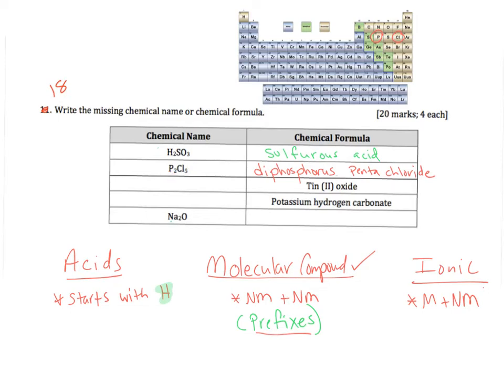Let's do the last one next. NaO. Here's Na, here's O. It's a metal and a nonmetal, so it's ionic. So I just need to give the name of the first element and give the name of the second element with ide. This is sodium oxide.